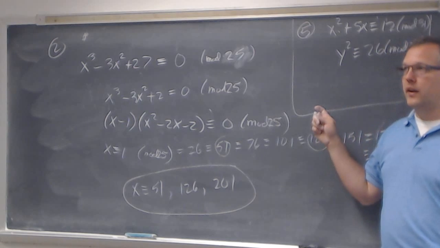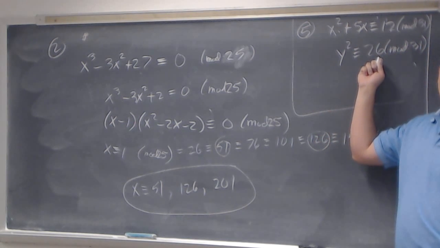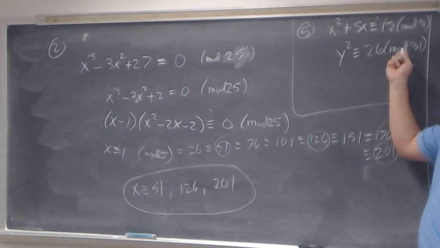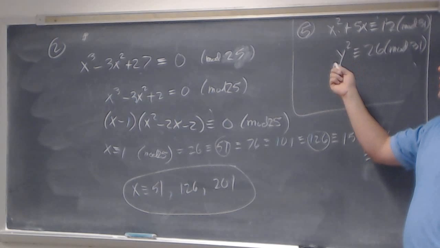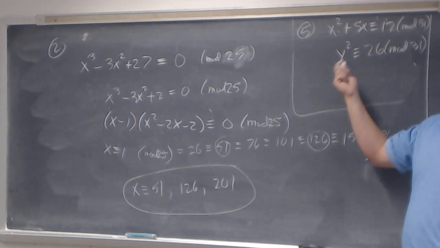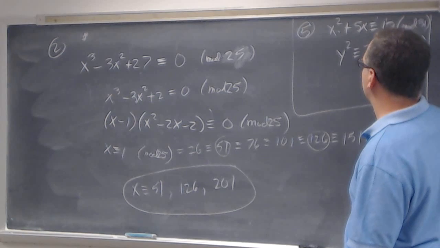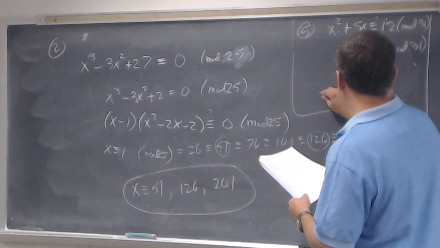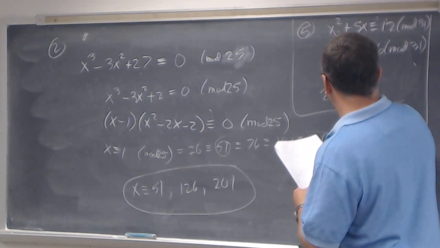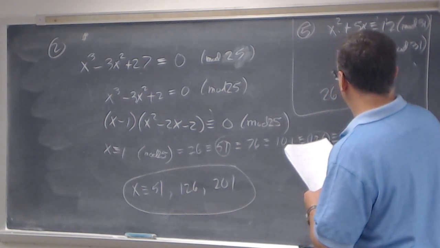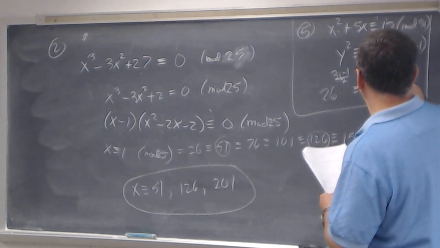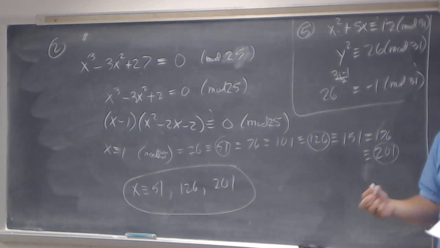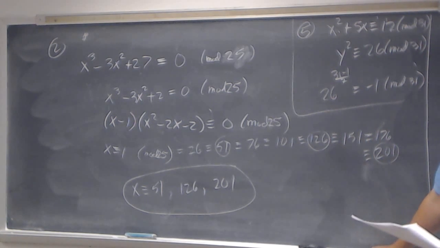Right? And so almost everybody listed out all the residues. Well, I guess plus or minus 1, plus or minus 2, plus or minus 3. And you squared them all out up to 15 and showed that none of them are congruent to 26. So that's a correct solution. But you could have just done one calculation. You could just use Euler's criterion, like from number 3. So you do 26 to the 31 minus 1 over 2, and you see that that's congruent to negative 1 mod 31. So you could have done one calculation instead of 15 calculations for number 5.